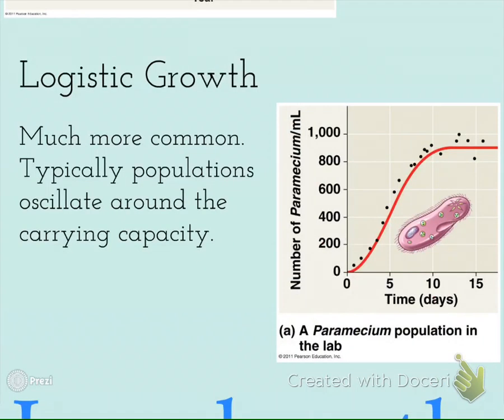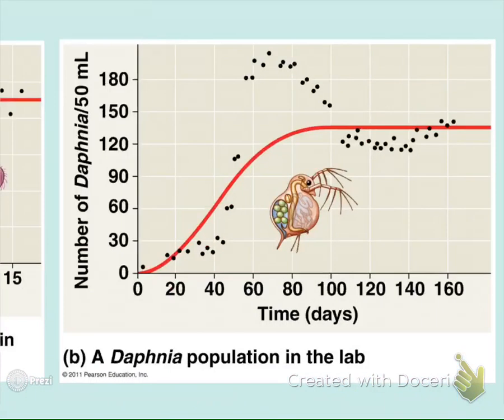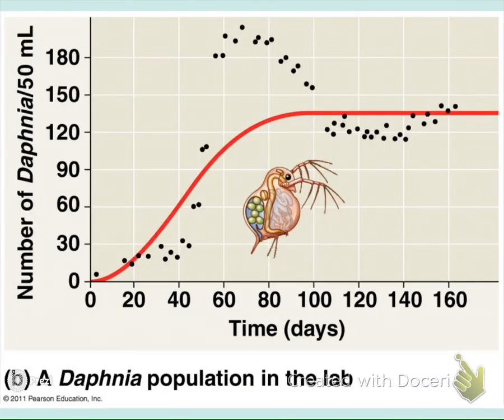Logistic growth is much more common, and so typically there's an oscillation around K, or carrying capacity. Now, can a population go above carrying capacity? Yes, it can. But once it goes above carrying capacity, there's competition for resources. So what happens to the population once it goes above carrying capacity? It goes down to carrying capacity or below it. So you get that oscillation around the ideal population size. Okay? You can see that in this graph as well.